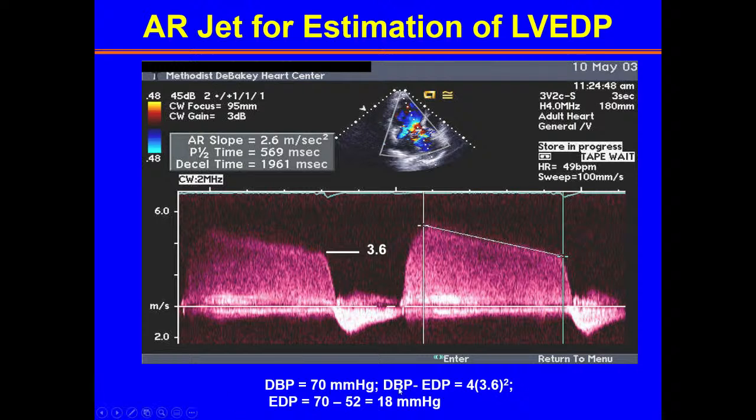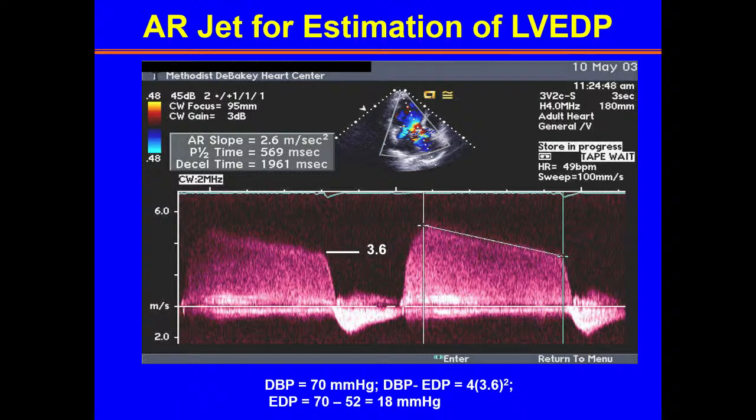And then we go through the exercise and we say the end diastolic velocity, the 4v squared part for us, is the difference between diastolic pressure in the aorta and the left ventricular end diastolic pressure. If I know the end diastolic velocity, 3.6, then I put it in here and I rearrange that and I end up with a calculation showing an LVEDP of 18.